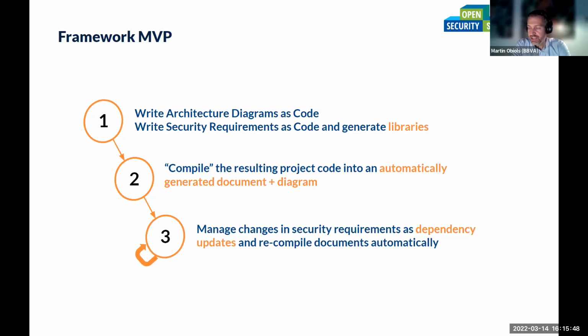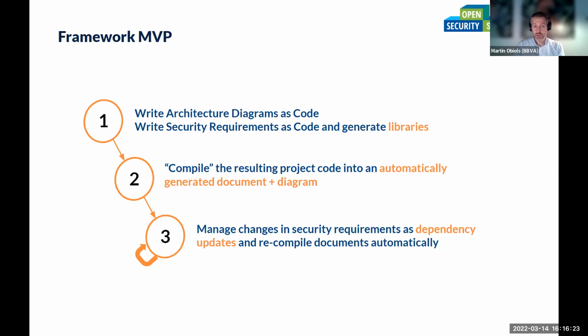We built up a framework, an MVP for that framework, which essentially did three things. First thing, it enabled us to write architecture diagrams as code. We will, in a minute, see how we did that. But also not only diagrams, but also security requirements, which tend to be paragraphs or documents by themselves. We try to manage those as code by creating libraries. Okay, libraries in the pure sense of the word from a software development perspective, software libraries.